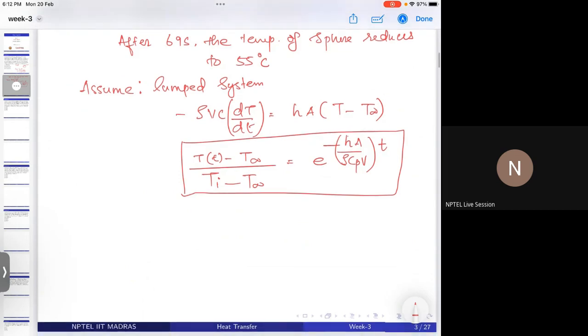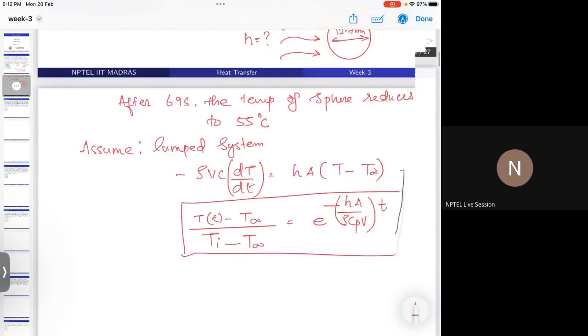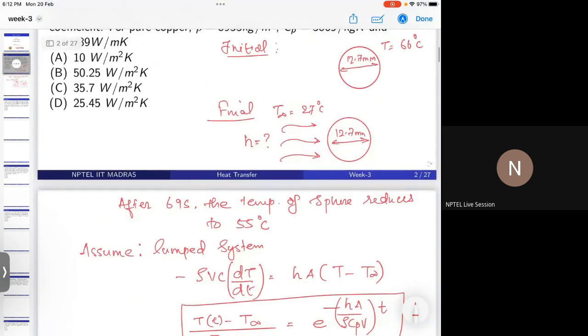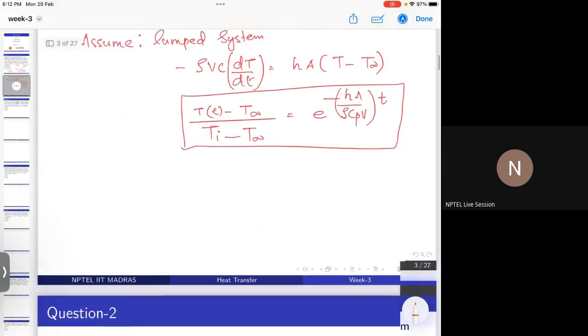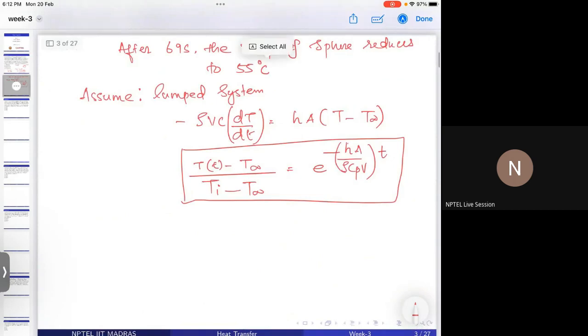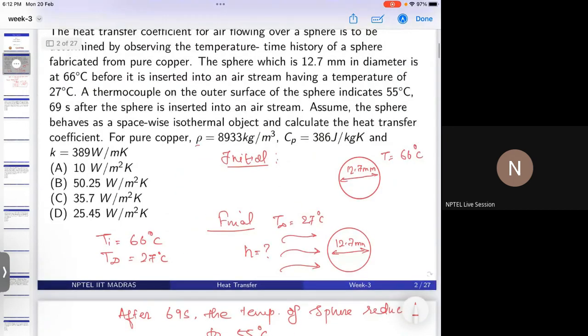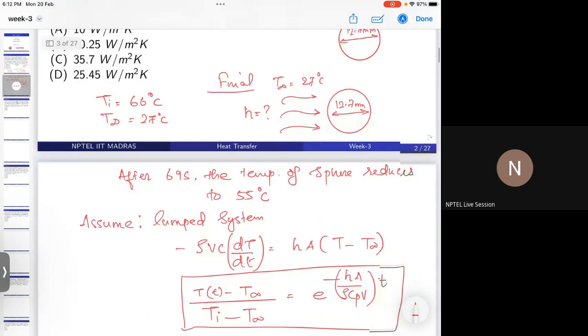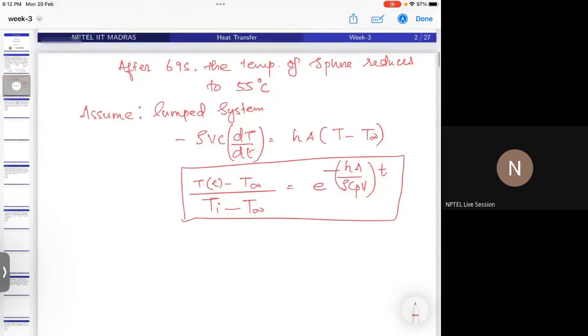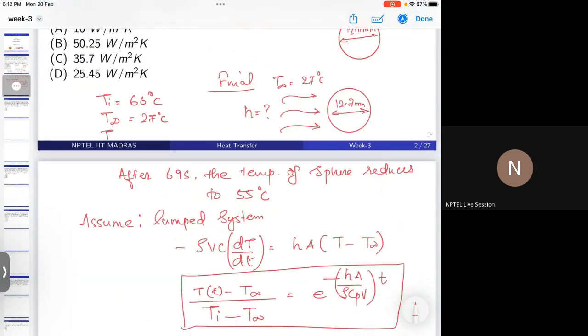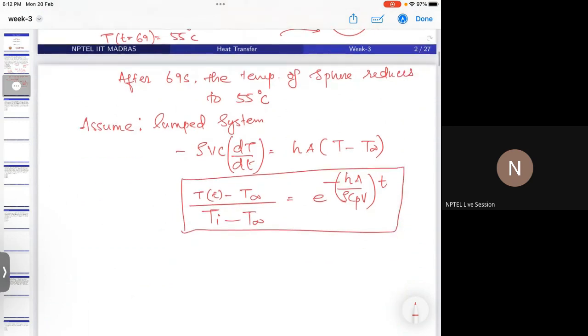So now we have every data point, right? We are given Ti, which is 66 degrees Celsius. T infinity is 27 degrees Celsius. H is the one we need to find out. Rho, Cp, K, everything is given in the question. And time is also given. That is, T at time t equal to 69 seconds is given as 55 degrees Celsius. So everything we require is given.